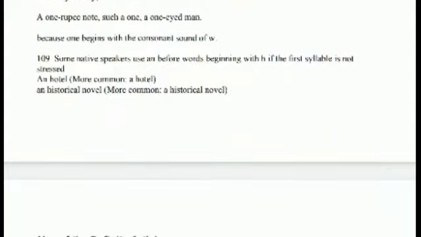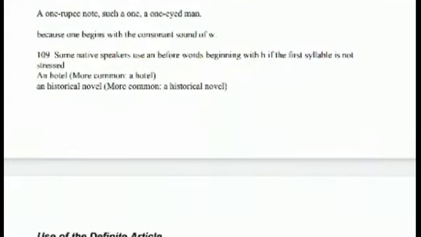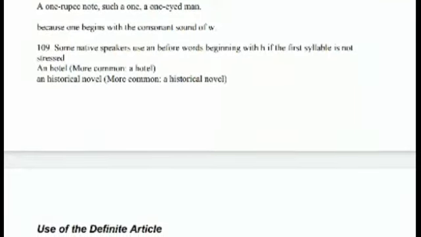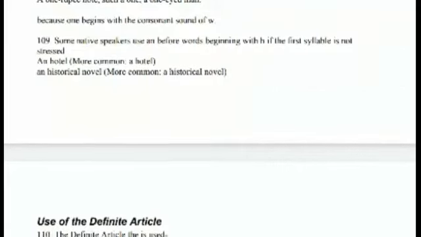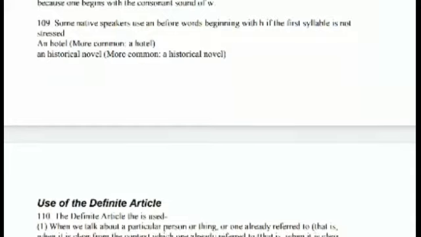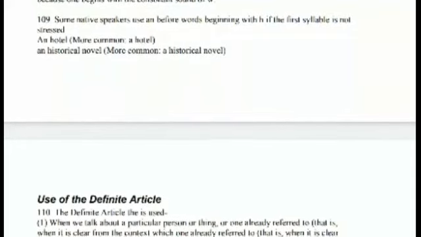Similarly, we say a one rupee note, such a one, and a one-eyed man. Because one begins with the consonant sound of W. Though the first letter is a vowel, its sound is like W, a consonant sound.